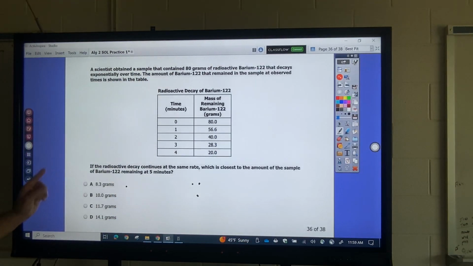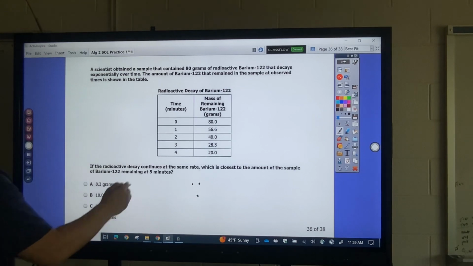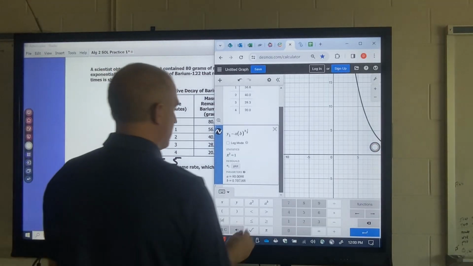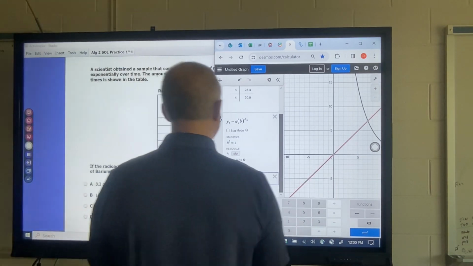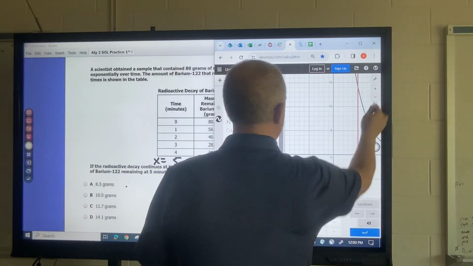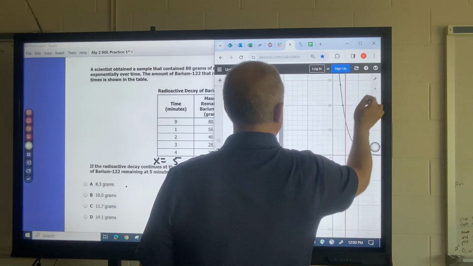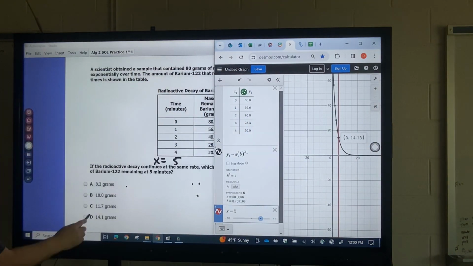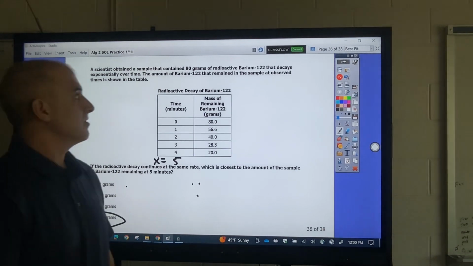Now it says, what will it be at 5 minutes? So I got x equals 5, okay? So what I want to do is I want to put x equals 5 in here, okay, and find where it intersects. So it intersects right there at 14.1, and that would be my answer, okay?